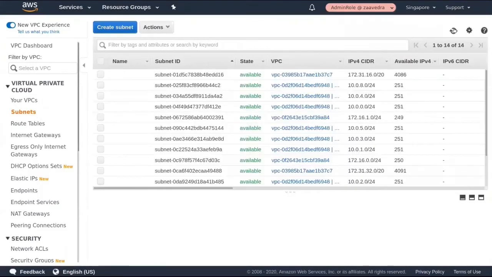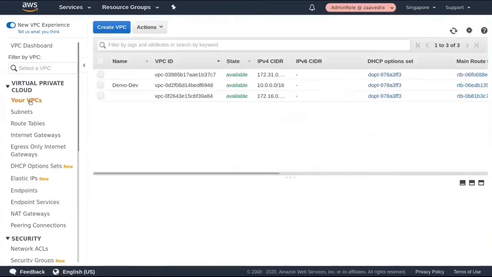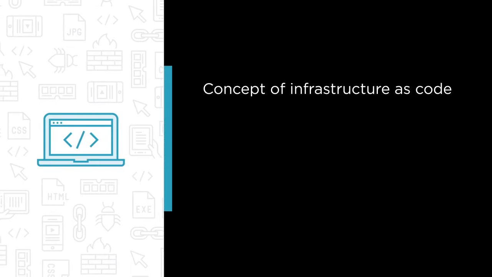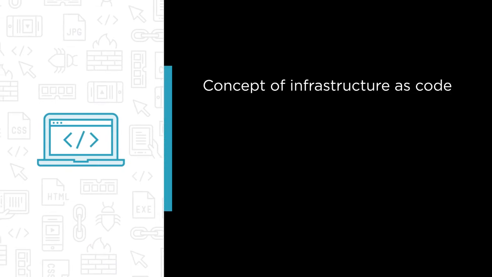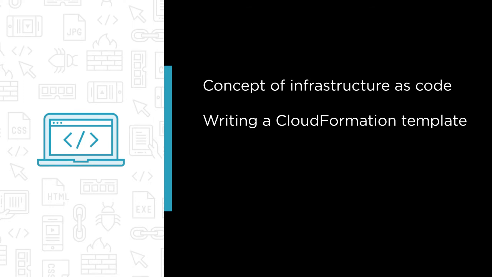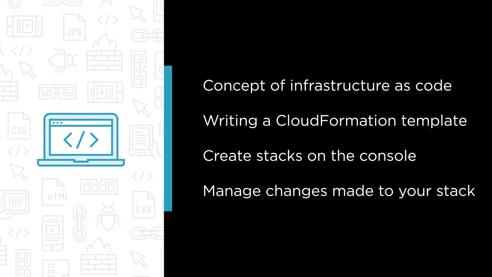Now imagine if you have 50 projects with 4 environments per project, how are you now going to provision your infrastructure? In this course, we're going to learn about how to automatically provision your infrastructure using CloudFormation. Some of the major topics that we'll cover include the concept of infrastructure as code, the basics of writing a CloudFormation template, how to create stacks on the console, and how to manage changes to your stack.